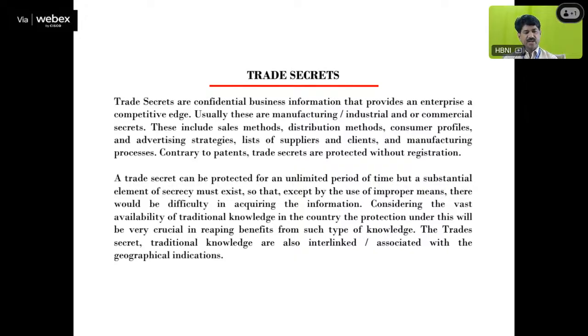Trade secrets and traditional knowledge are also interlinked and associated with geographical indications. So these GI tags, traditional knowledge, and trade secrets are sometimes related to each other. Like a particular laddu that has the GI tag can also have a trade secret. So there may be an overlap between these things, a linkage and some association between trade secrets as well as GI indicators.